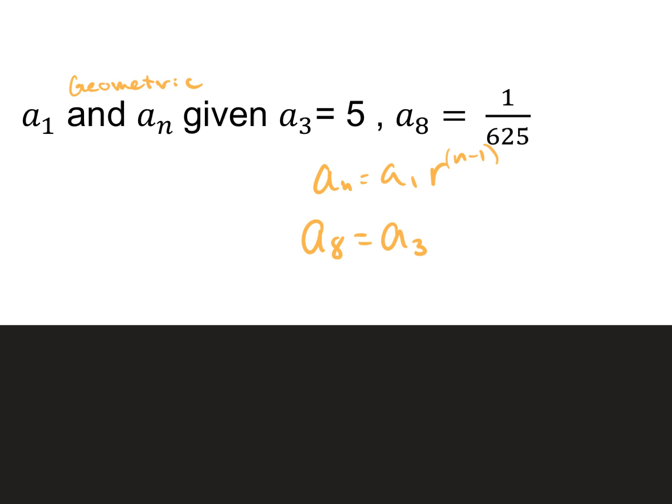Perfect. Why did we plug in a sub 8 first? Because it's farther from our first term. So you always start with the one that's farther. So a sub 8 is equal to a sub 3 times r to what power? 8 minus 3. So just like before, it was n minus 1. We use 8 minus 3 now. And then let's plug in what we have. A sub 8 is 1 over 625. A sub 3 is 5 times r to the power of 8 minus 3, which is 5.